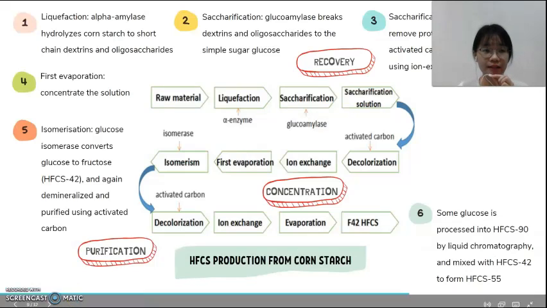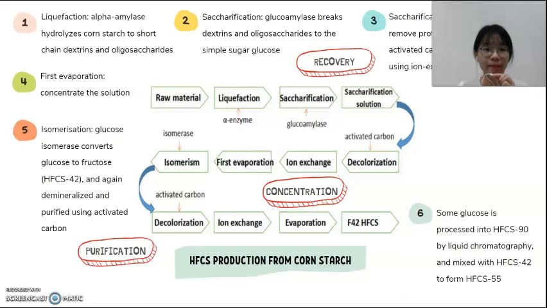First process, which is liquefaction, where alpha amylase hydrolyzes the cornstarch to dextrin and oligosaccharides. Later, glucoamylase breaks down the dextrin and oligosaccharides to glucose via the saccharification. Next, saccharification solution is filtered to remove protein and then purified using activated carbon and demineralized using ion exchange resin.